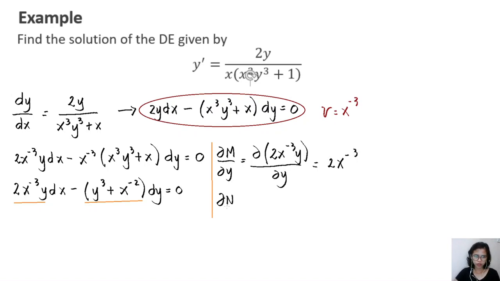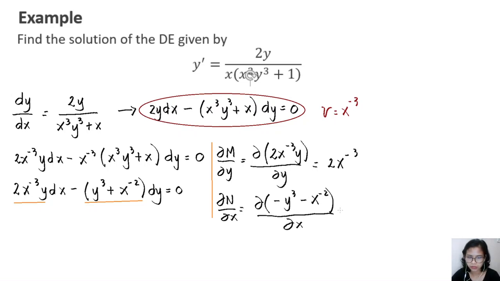Now let's try to solve for N with respect to x. This will be, I'm going to distribute that again: negative y cubed minus x to the negative 2. And this is with respect to x. With respect to x, x is constant, so this is 0, and the derivative of negative x to the negative 2, what will be the answer?